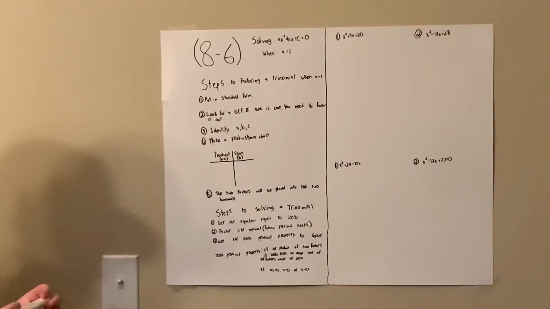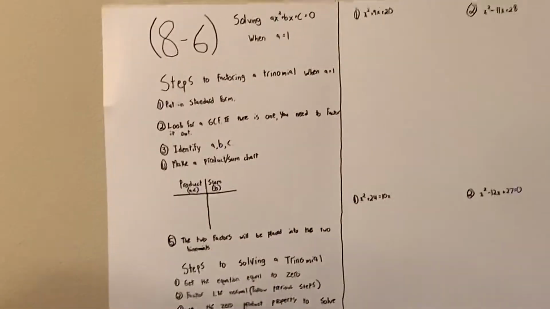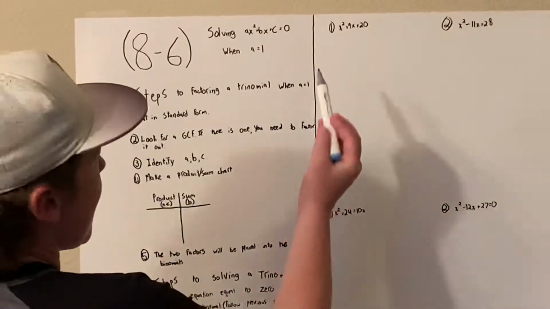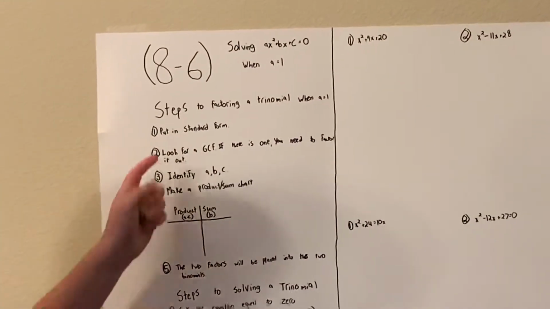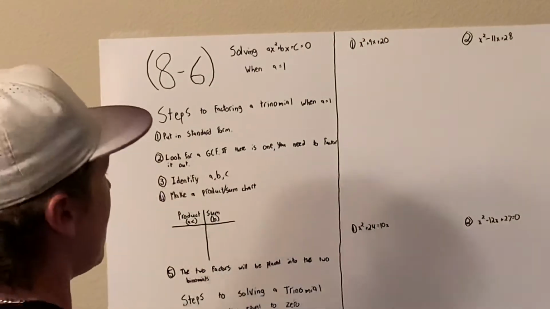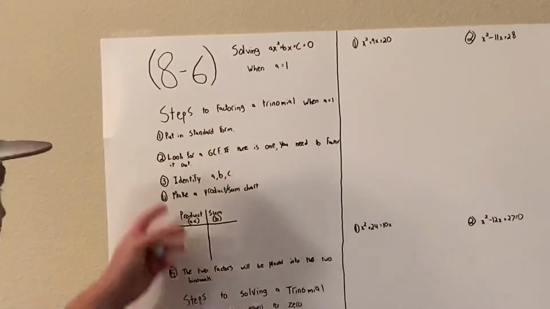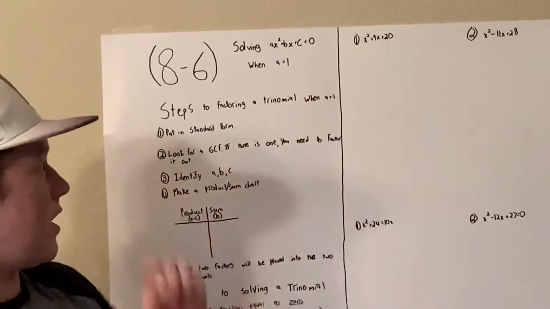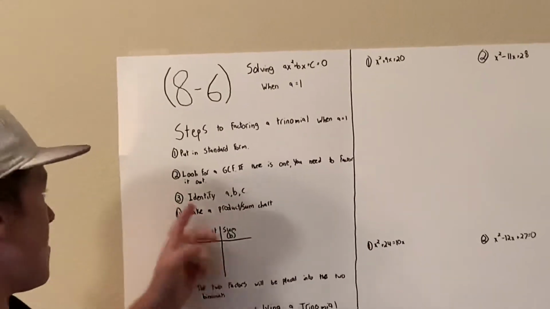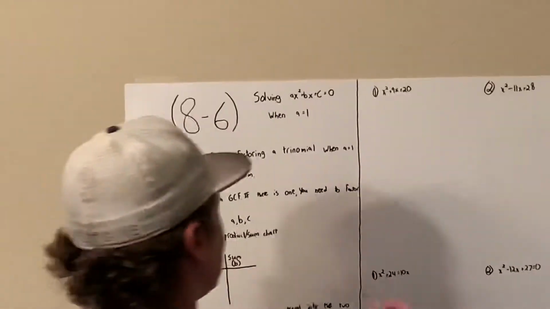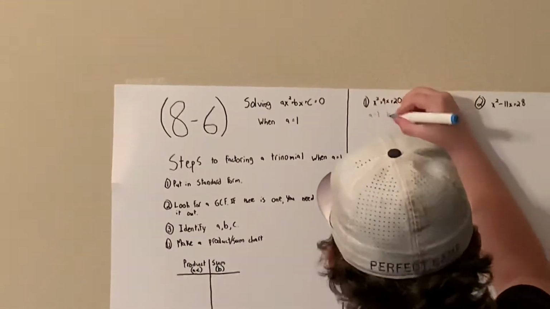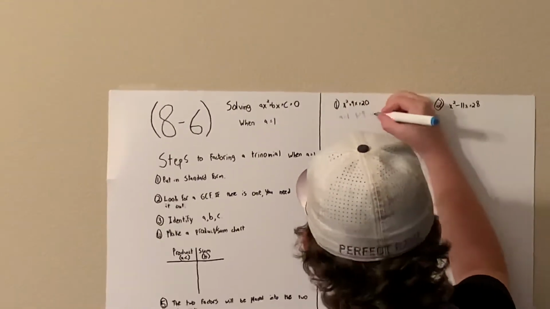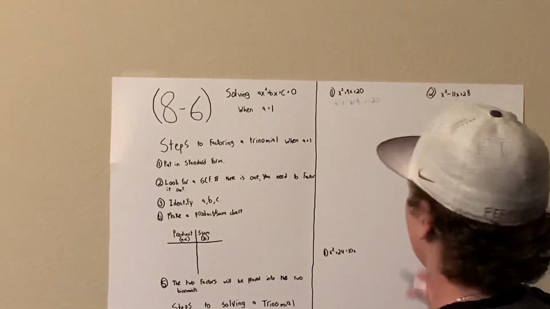Okay, so example number 1. This is x squared plus 9x plus 20. So step 1, you would put it in standard form. It is already in standard form. So step 2, look for a GCF. There is no GCF. So step 3, identify A, B, and C. A equals 1, B equals 9, and C equals 20.